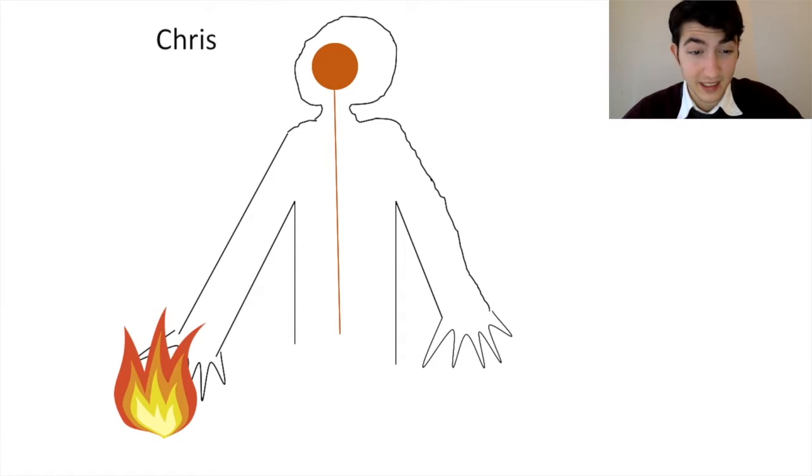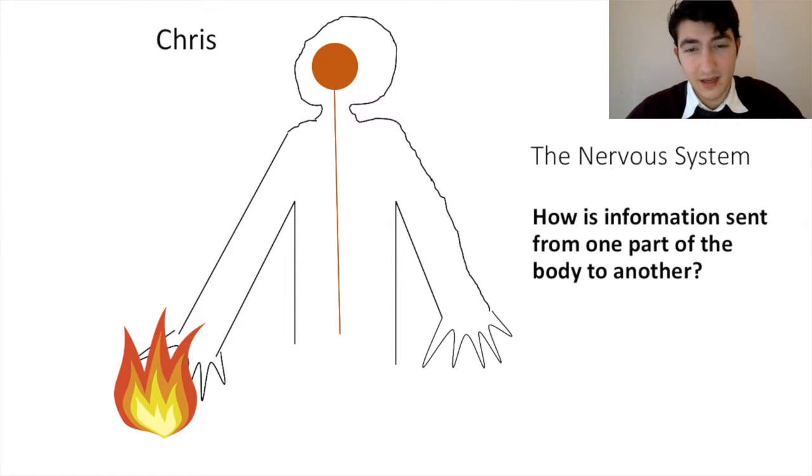So Chris isn't reacting to his hand being on fire. So we can assume that his hand isn't telling his spine that it's on fire, and his spine isn't telling his hand to withdraw. So what's missing from this picture? Why can't Chris's hand tell his spine that it's on fire? And in general, how is information sent from one part of the body to the other?